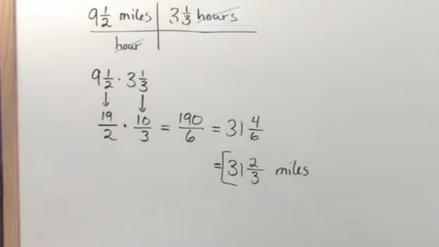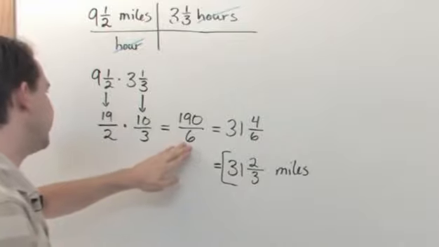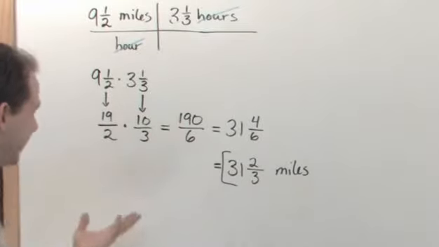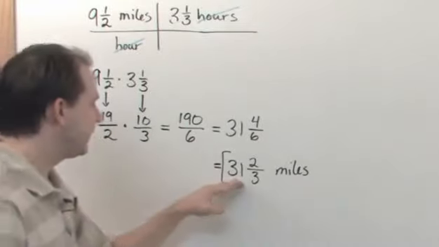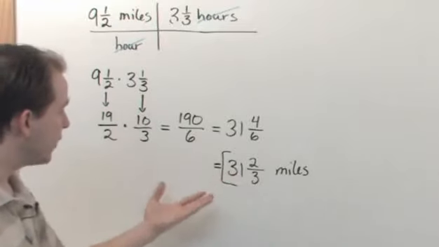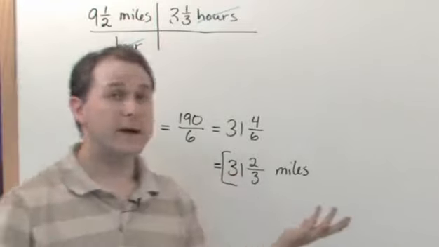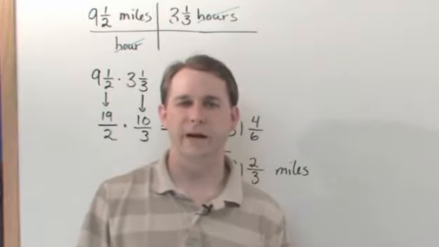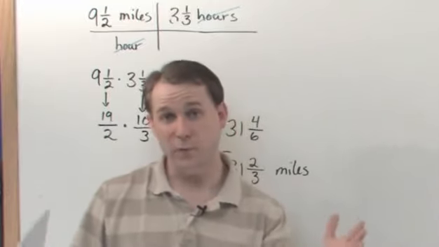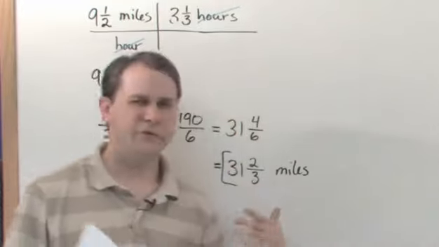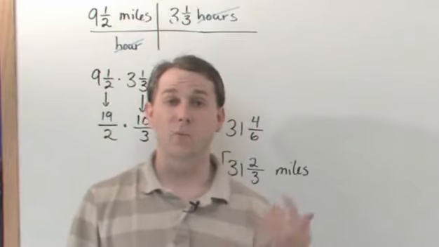Because the question was asking, how far did you travel? Well, it's hard for me to visualize 190 over 6 miles. But it's a whole lot easier for me to look at this and say, well, I traveled 31 and 2/3 miles. That means almost 32 miles, okay? So that makes a whole lot more sense. 31 miles plus a little bit more, 2/3 of a mile. That's what this means, okay? And that's why you're doing this.